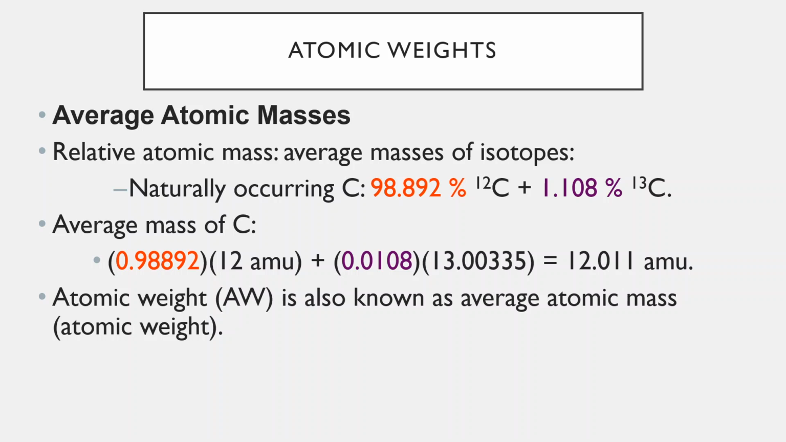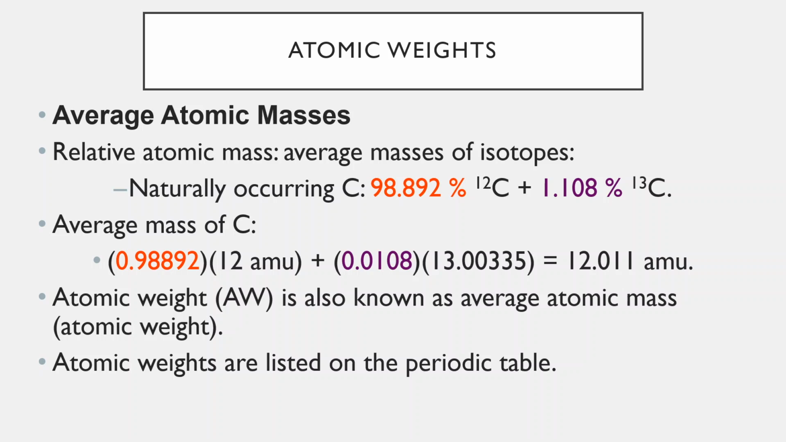Now, for chemists, you will see that atomic weight can be used interchangeably with average atomic mass. You're most likely going to see average atomic mass more than atomic weight, but just know that if you see that term, it's asking you for the average atomic mass. Now, these atomic weights are listed on the periodic table. When you look at your periodic table, that's that decimal number directly below the element symbol. And that can be useful to us when we start doing stoichiometry and other calculations as well.